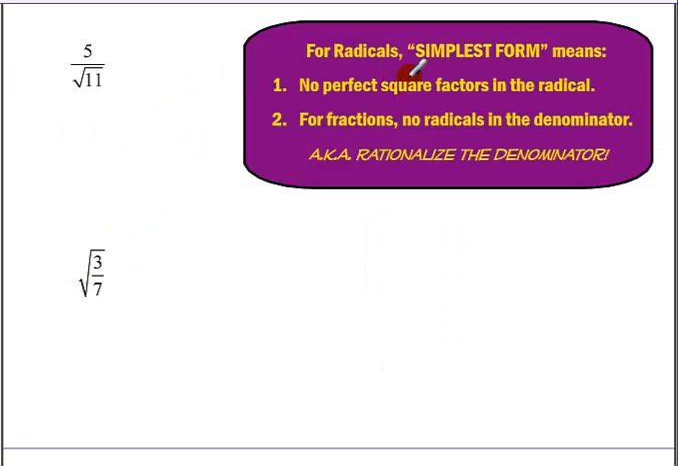Check it out. Here's the thing for this lesson. You must remember that if you're asked to give radicals in simplest form, number 1, and we saw this in the last lesson, no perfect square factors can be in that radical. So we want to pull out any perfect squares we can find. But second, and this is our new one, if we have fractions, no radicals in the denominator. In other words, you'll hear the directions said as rationalize the denominator.